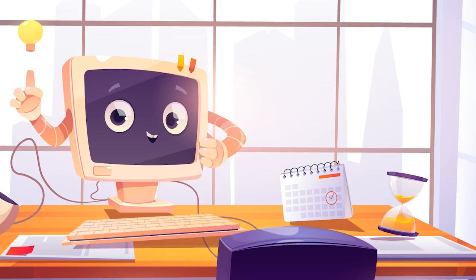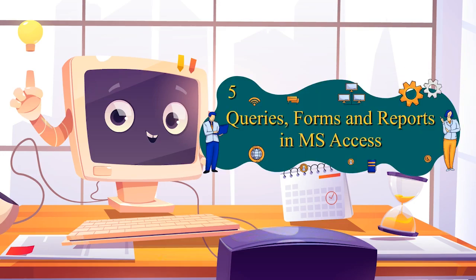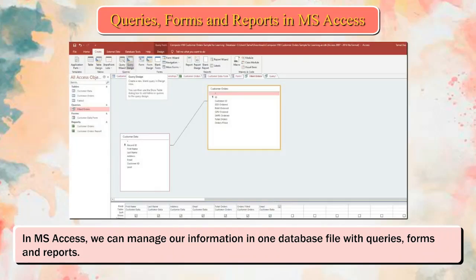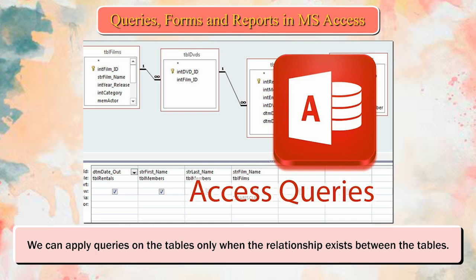Chapter 5. Queries, Forms and Reports in MS Access. In MS Access, we can manage our information in one database file with queries, forms and reports. We can apply queries on the tables only when the relationship exists between the tables.